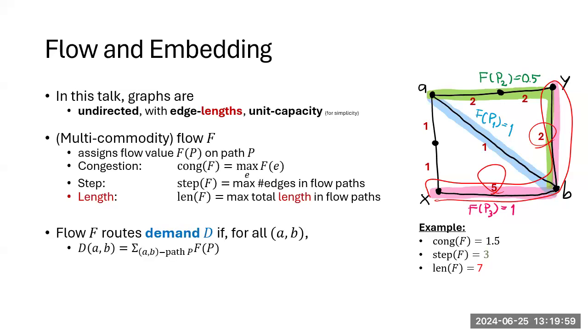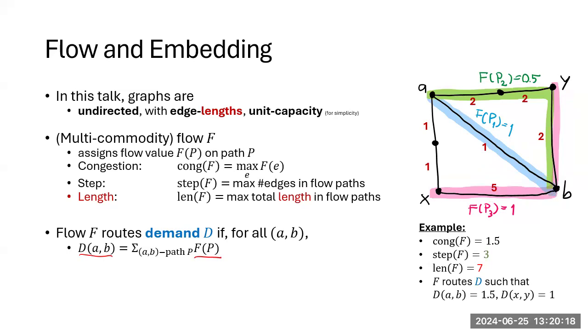And we say that the flow routes a demand D if for every pair A, B, the demand of A, B is just the sum of flow value from A to B. For example, this flow routes the demand from A to B in total of 1.5, because of this 1 here and 0.5 here. So from A to B is 1.5 and from X to Y is 1. And usually it's nice to think of the demand itself as another undirected graph, like this graph.